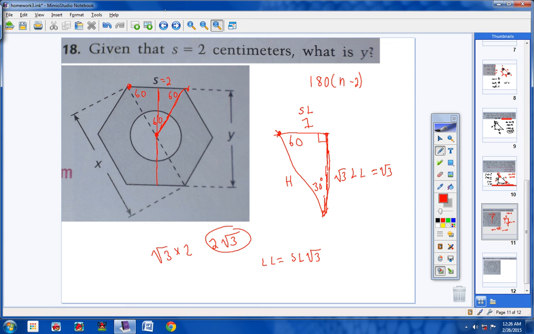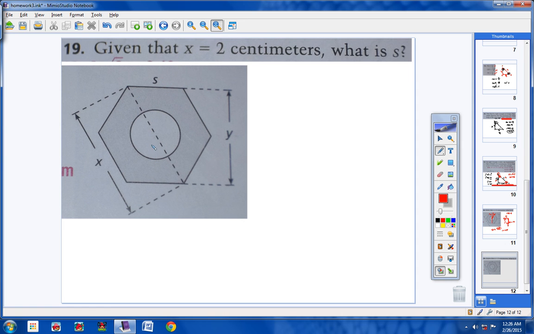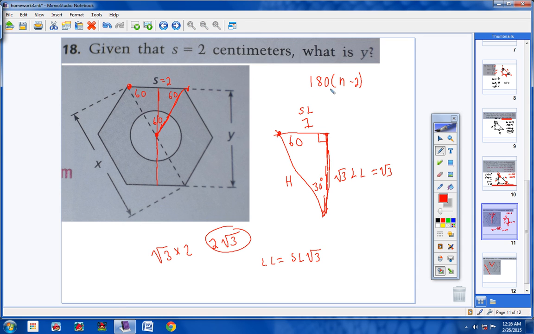Okay, alright, number 19. Now, x equals 2, so they're telling us this entire length right here is 2. What is s? Now, students, if this whole length here is x equals 2, that means this whole length right here is what? 2, correct? However, if I can put a point here in the middle and draw a line like this, I know now that if the whole length is 2, then from here to here, this length has to be how big? 1, okay?